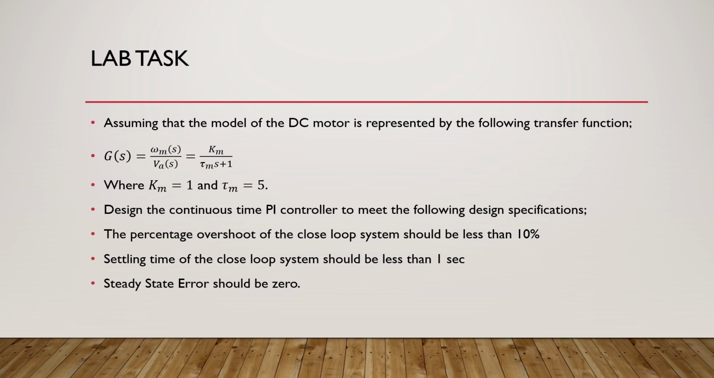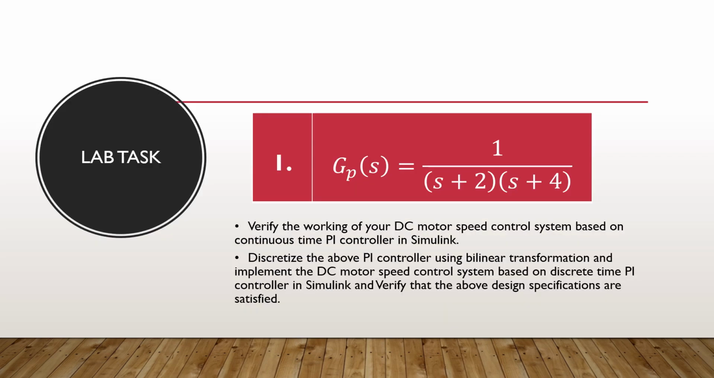The percentage overshoot of the closed loop system should be less than 10%, and the settling time of the closed loop system should be less than 1 second. Steady state error should be 0. You can use this transfer function for designing the digital controller. This is the second part of your lab task.